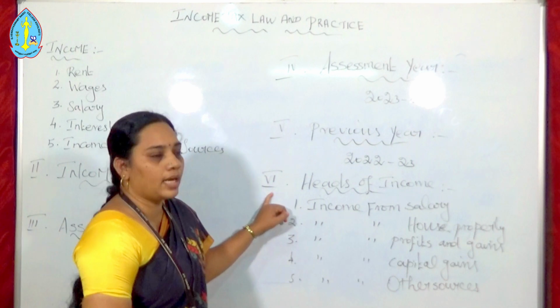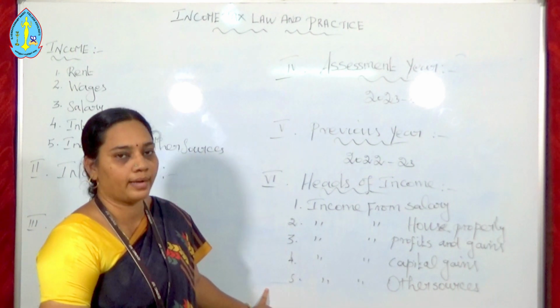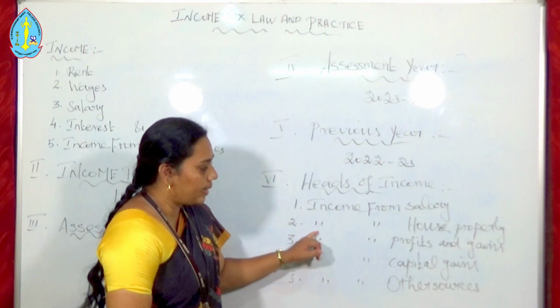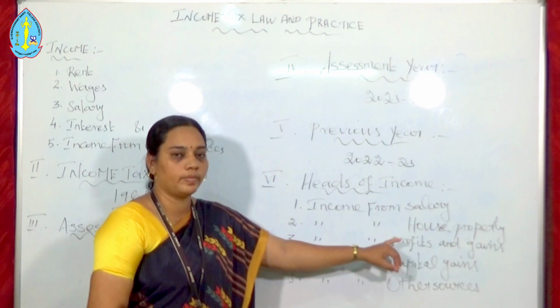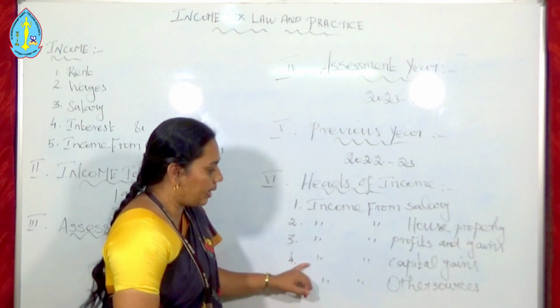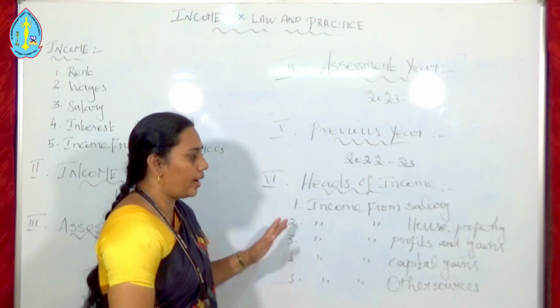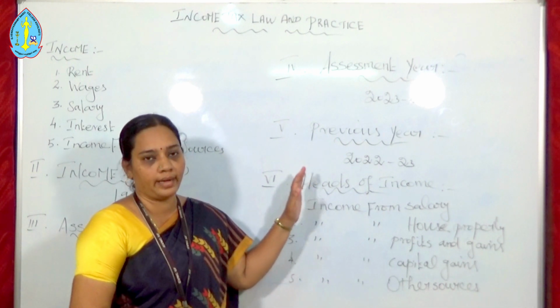Then what are the heads of income? There are 5 heads of income under the Income Tax Act 1961. First one is income from salary. Second one is income from house property. Then income from profits and gains of business and profession. Then income from capital gains. Then income from other sources. These are the 5 heads of income under the category of Income Tax Act 1961.